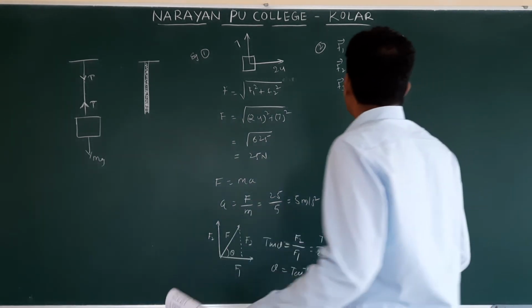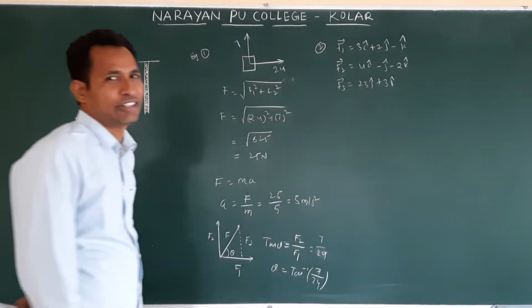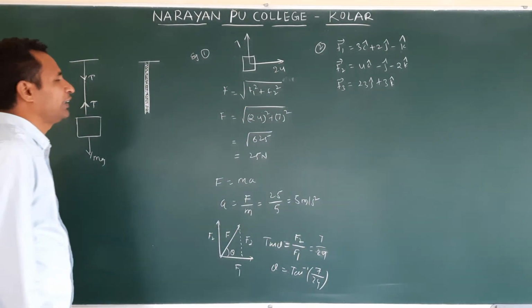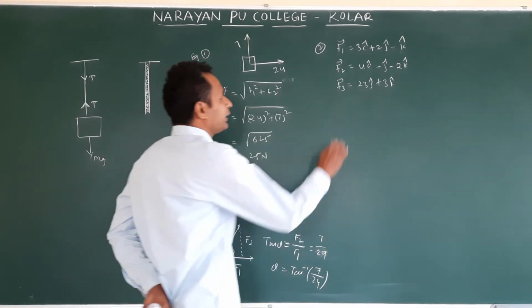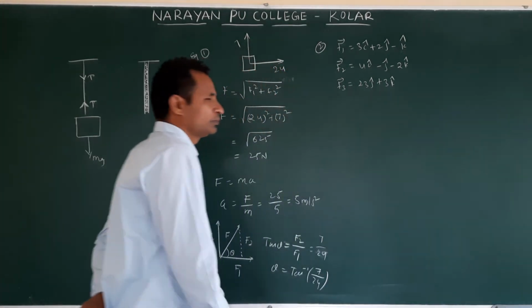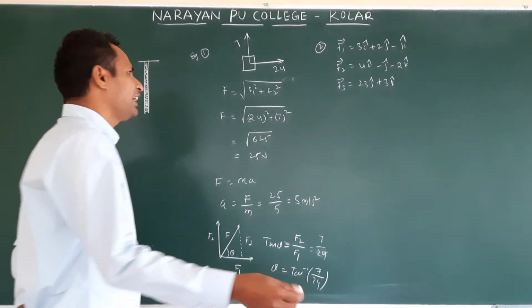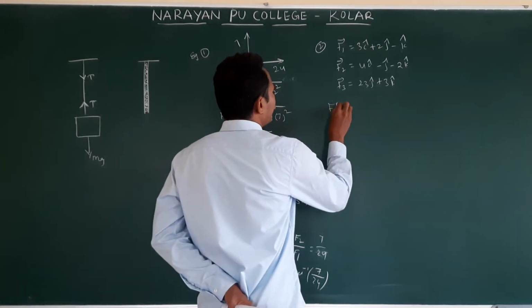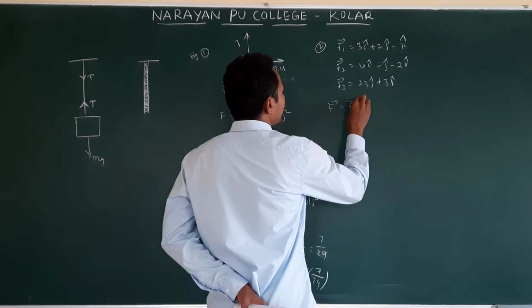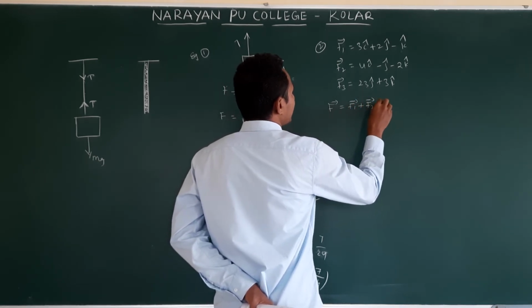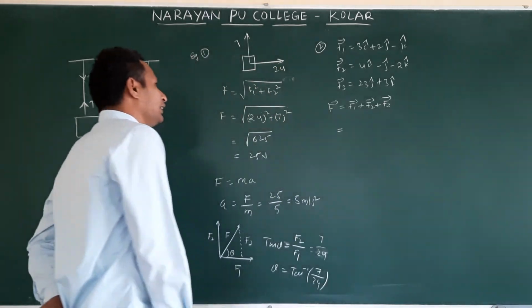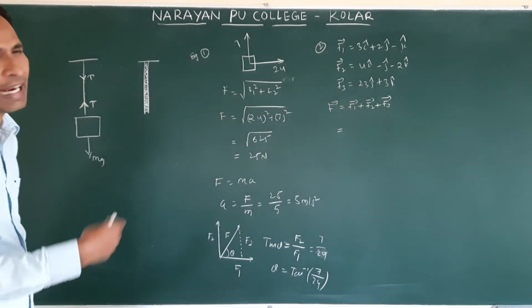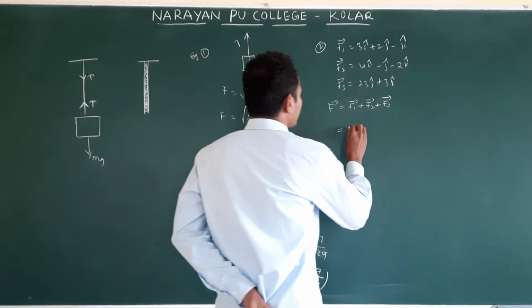Okay. Now three forces are acting. They are given in vector form. When they are given in magnitude, we follow the resultant formula. But here forces are given in vector form. Then directly you do vector addition. F is equal to F1 plus F2 plus F3. If they are present in vector form, we can add directly. All three vectors you can add.